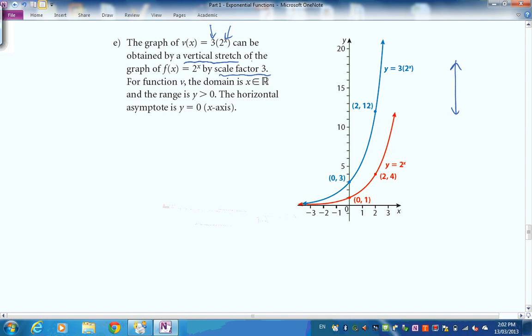So here, what's the domain? Has it affected anything this way? No, the domain is x as a member of R. And the range, it's only stretching. So y equals 0 is the x-axis asymptote, but it will only exist above that. So the range is y is greater than 0, and the asymptote is y equals 0. Alright, so that's a good bunch to think of.